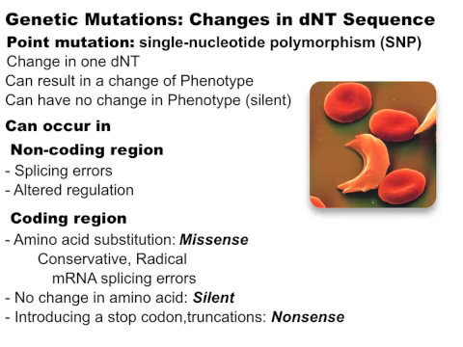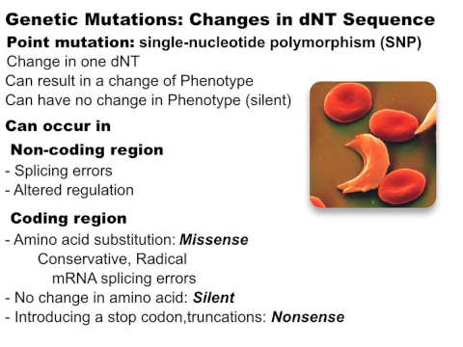Now, genetic mutations that occur as a result of one change in the DNA sequence are called point mutations. These are also called single nucleotide polymorphisms, SNPs. This is a change in one deoxyribonucleotide. These can result in a change in phenotype, the way an organism looks or behaves, or it can have absolutely no change in phenotype and be silent.